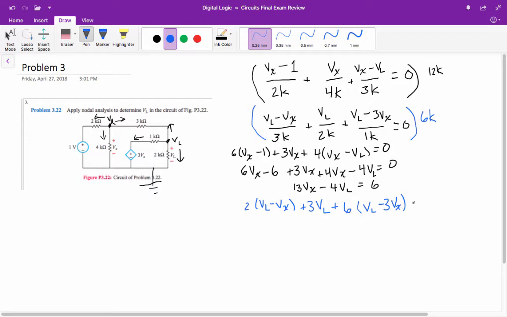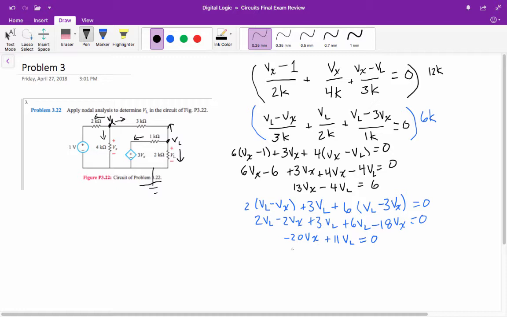And that equals 0. So we have 2VL minus 2Vx plus 3VL plus 6VL minus 18Vx equals 0. So we have a minus 2Vx and a minus 18Vx for a minus 20Vx. And then we have a 2VL plus a 3VL is a 5VL plus a 6VL is an 11VL. And that equals 0. So that's our second equation. So we have a pair of simultaneous equations to solve.